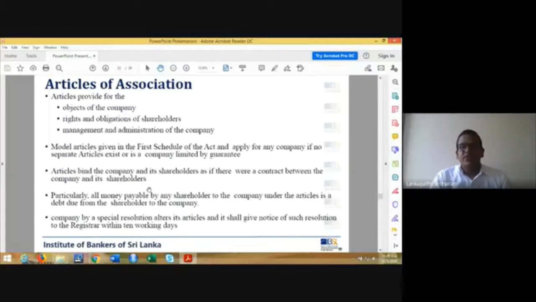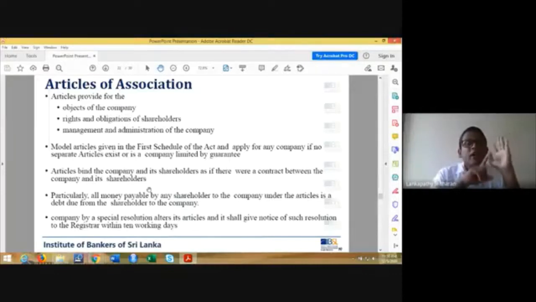The second point is the most important point. Model articles are given in the first schedule of the Companies Act. So in the first schedule of the Companies Act, the model article is given and applies to any company if no separate article exists, or if it is a company limited by guarantee. If the company is limited by guarantee or any other separate article exists, generally the model article mentioned in the first schedule can be used. An article binds the company and its shareholders as if there were a contract between the company and the shareholders. So this is why the article of association is most important.